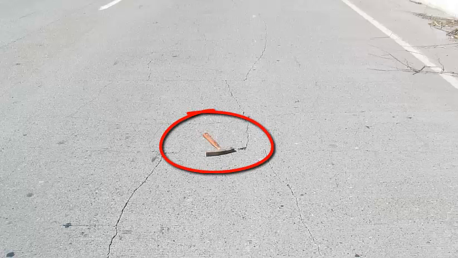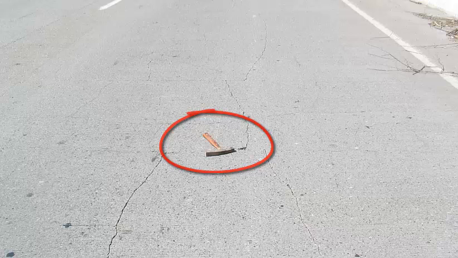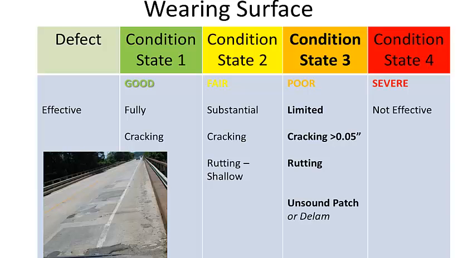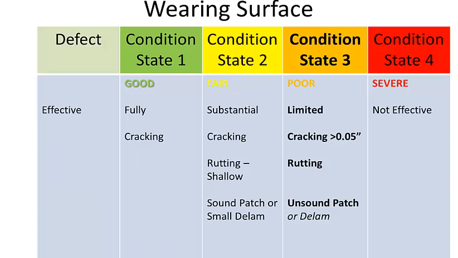This is a wide crack. This would be condition state 3. And the smaller cracks, the tighter cracks, state 2 and state 1. Rutting, state 3. Shallow rutting, state 2. Shallow is something less than 1 inch. Delaminations or an unsound patch would be condition state 3. If that delamination, if that patch is getting worse and worse, state 3 is where it should start. And something that is a sound patch or small delamination is going to be state 2.